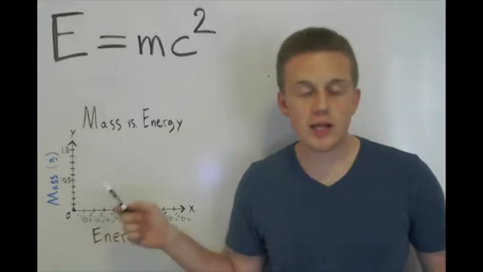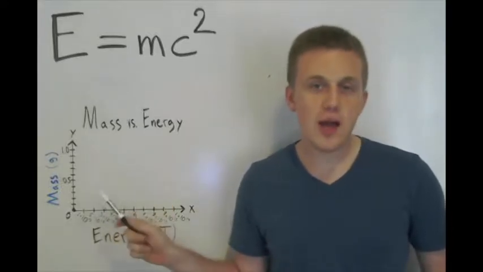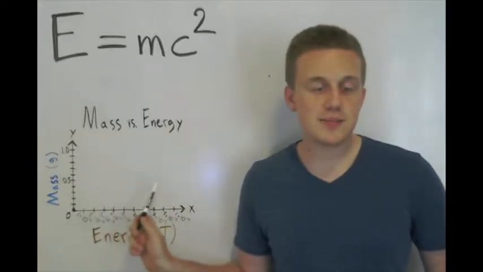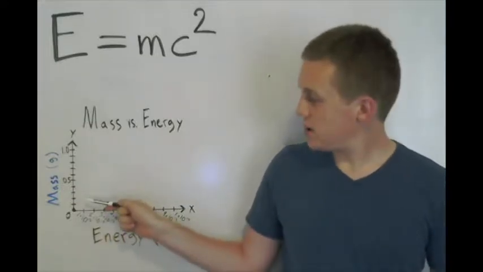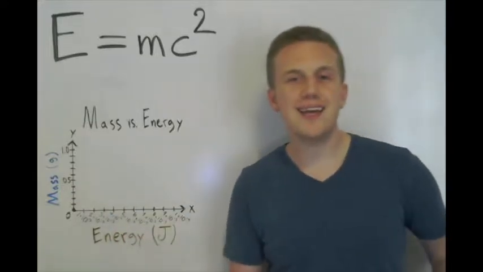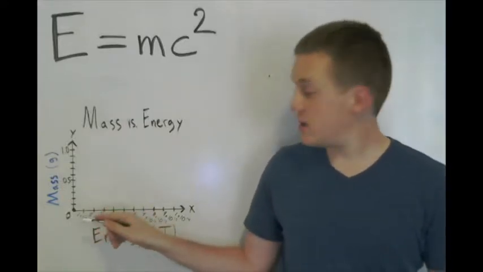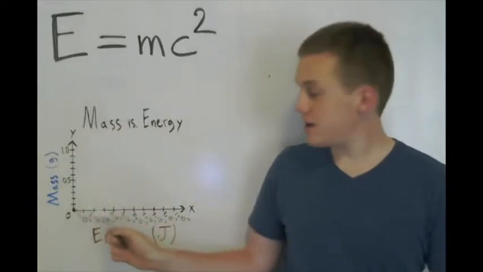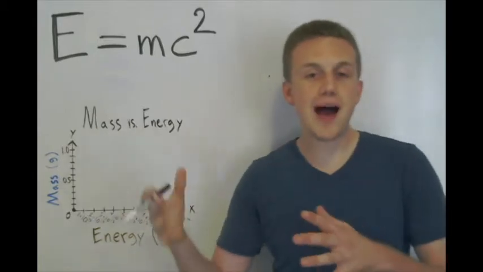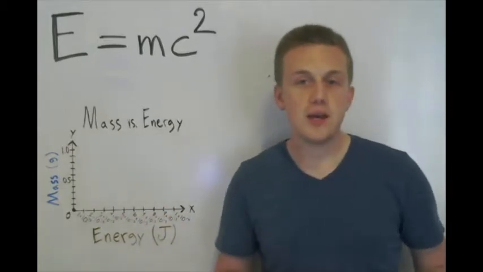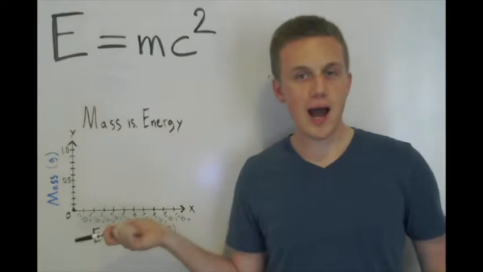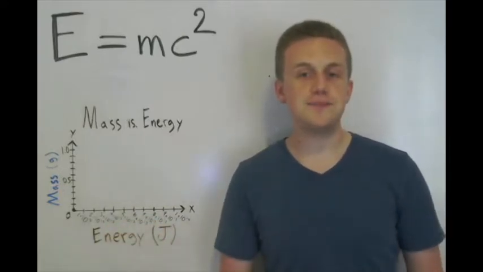To help with plotting points on this graph, I've also placed some scale marks, some little ticks along the axes. It's good to show the intervals between the minimum values and the maximum values of the mass and the energy on the graph. This is called the scale of the graph, and it should stay consistent.